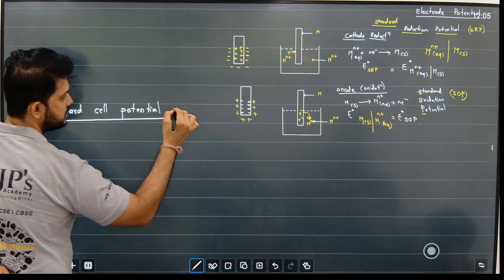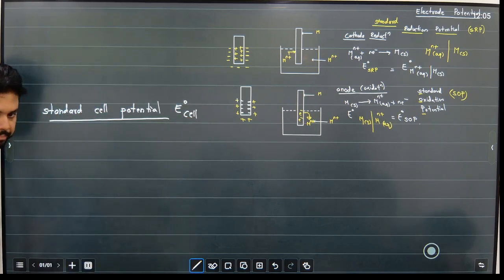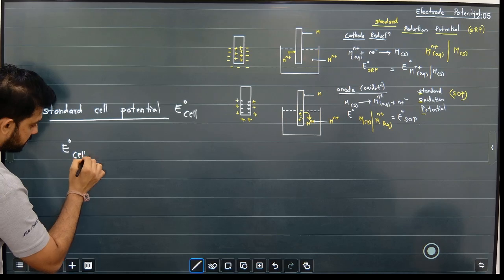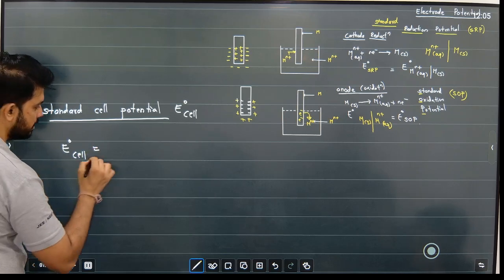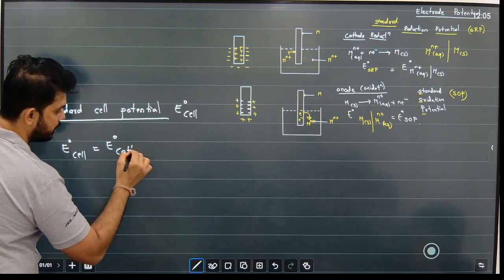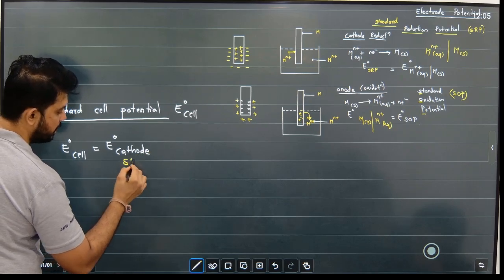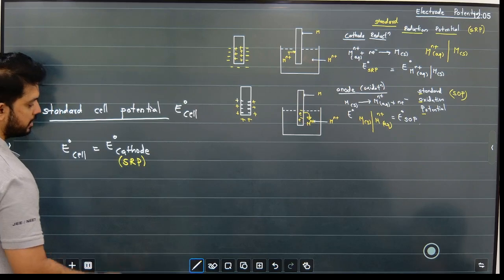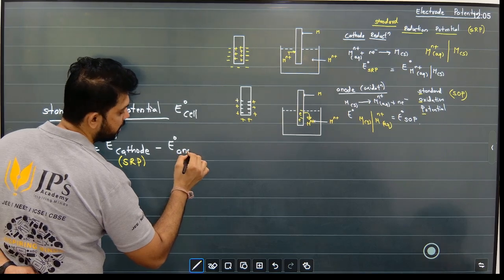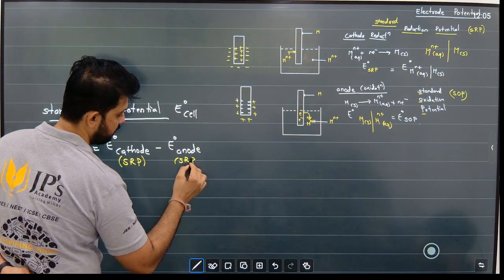Which is represented as E naught cell. The potential of any cell is given as the standard reduction potential of cathode, E naught SRP of cathode, minus the standard reduction potential of the anode.